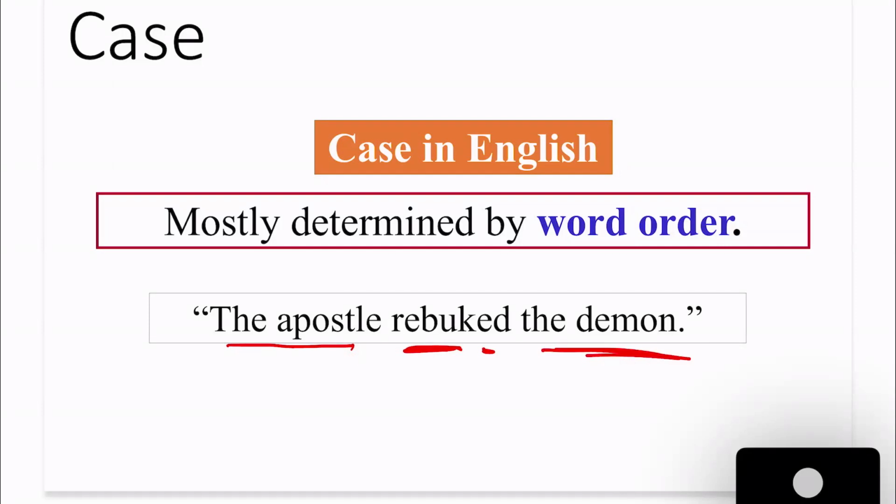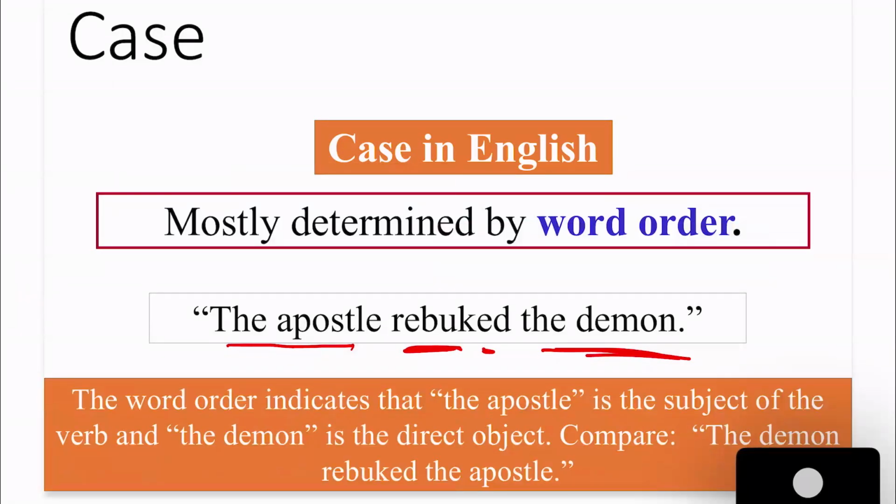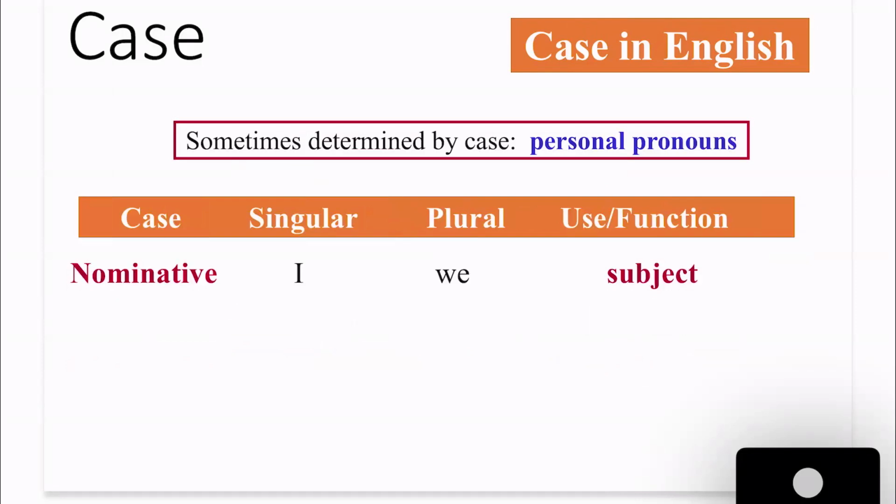If I changed the word order and said, the demon rebuked the apostle, the word order is then telling me that the demon is the subject and the apostle is the object of the verb. This is very different to Greek. In Greek, oh, sorry, I had another slide that I forgot that I'd put in there.